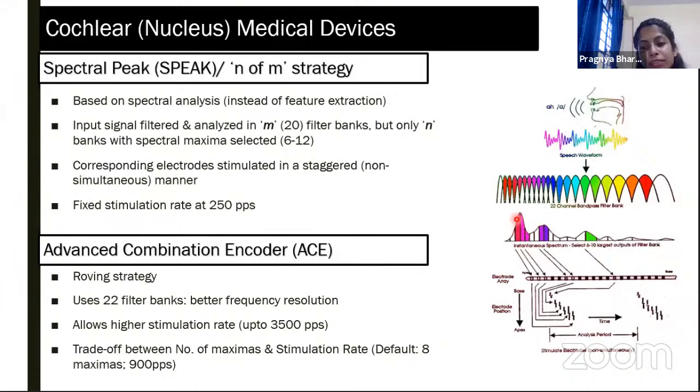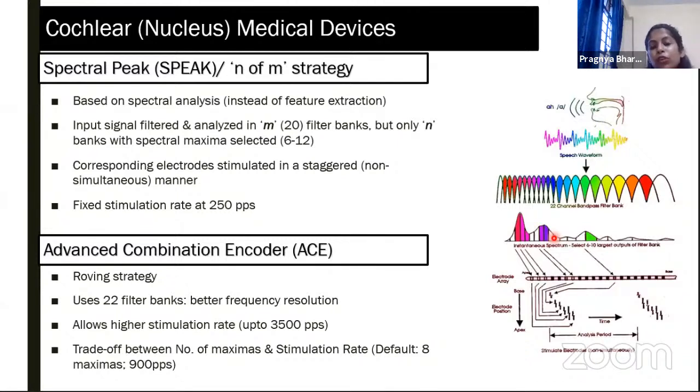Okay, how it is different from the spectral peaks is that if you can see the filtered waveform over here, we can see probably 1, 2, 3, 4, 5, about 5 spectral peaks. Whereas in the peak strategy, we can see that even in a single spectral peak, we can find 2 to 3 energy peaks. So the highest energy peaks in the filtered waveforms are picked up. About 6 to 12 filter banks with the highest amount of energy are picked up, and the corresponding electrodes are stimulated in a non-simultaneous manner.